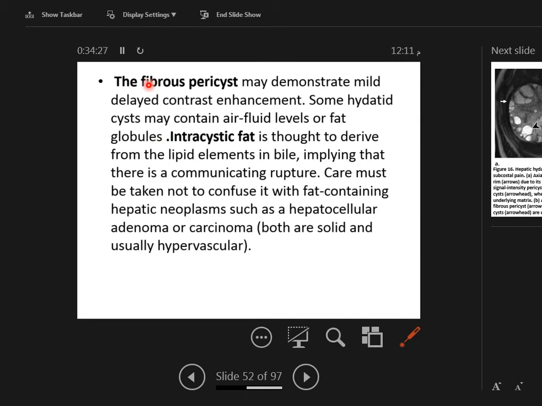We have intracystic fat. If we see fat inside the hydatid cyst, it's an important sign that there's a communicating rupture of the cyst to the bile. And this will enter the differential diagnosis of fat containing tumor like hepatocellular adenoma or carcinoma.